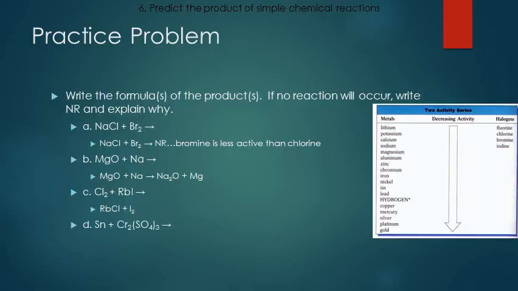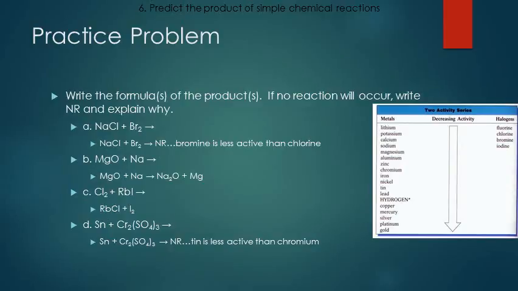Last example here, we have tin and chromium 3 sulfate. In this example, the tin would replace the chromium. So if we look at our activity series, here is chromium about halfway through, and then tin is a few down from that. So tin is less active than the chromium, so this would be no reaction. If the tin is going to replace the chromium, it must in fact be more active, but it is not, so no reaction will occur.